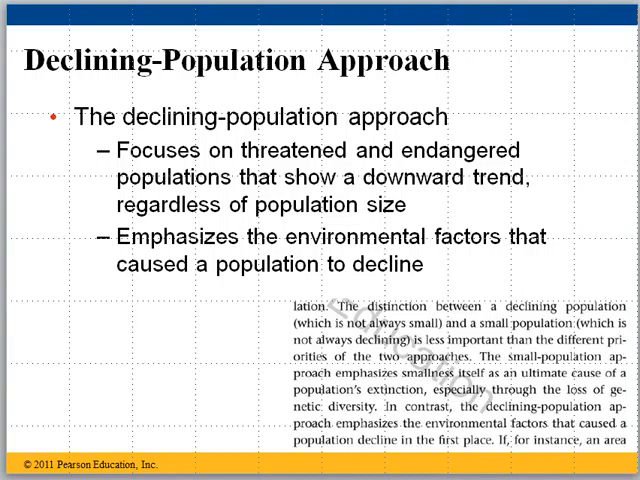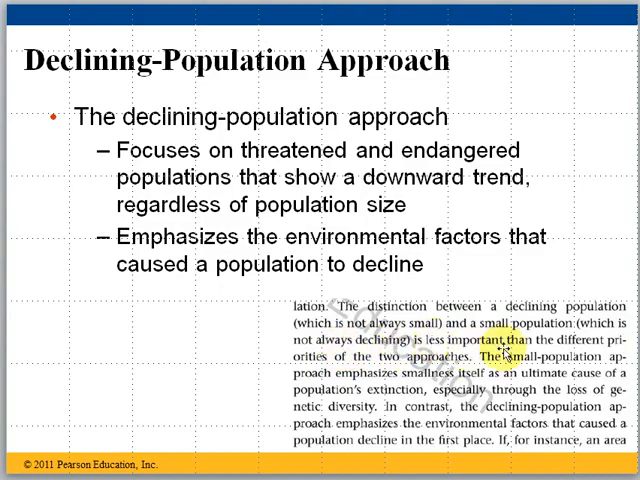The emphasis here is not on the sheer number of creatures, but on the environmental factors that cause the decrease in the numbers. And your textbook discusses this and describes it very well. It says the distinction between a declining population, which is not always small, and a small population, which is not always declining, is less important than the different priorities of the two approaches.